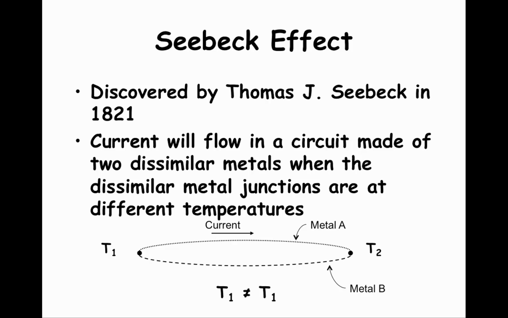So to have a Seebeck effect, you need two metal wires that are connected at the ends to make two dissimilar metal junctions, and the two junctions need to be at different temperatures, T1 and T2. Then you will get a current in the circuit.